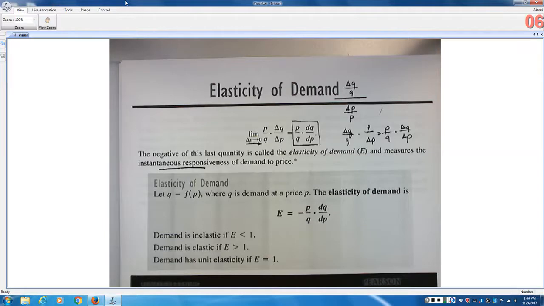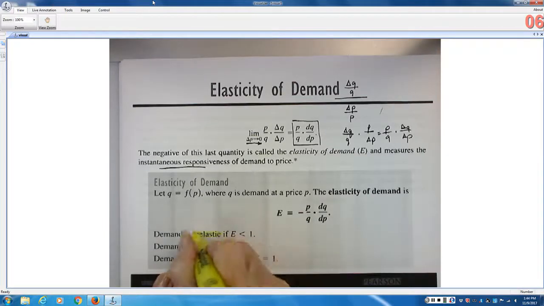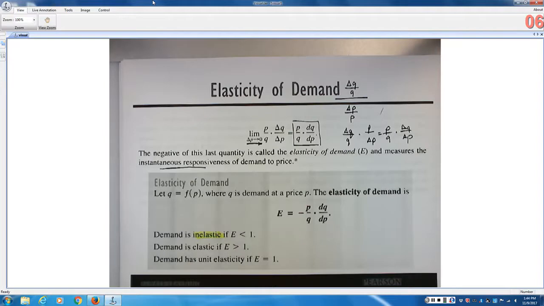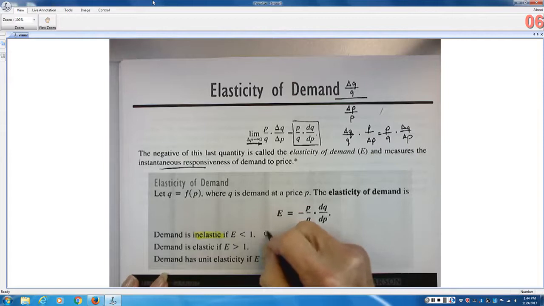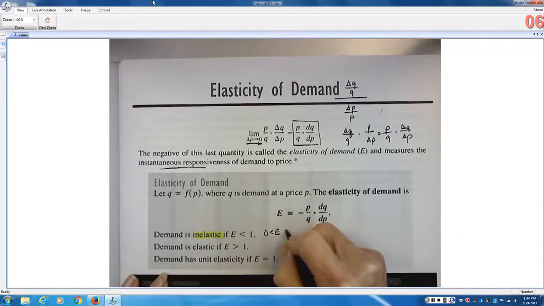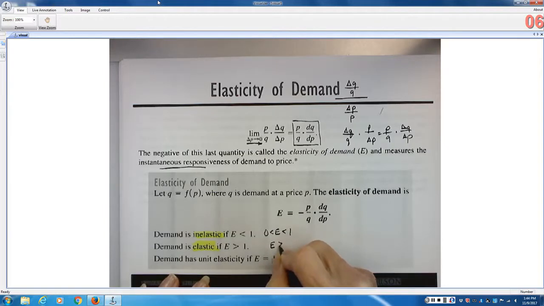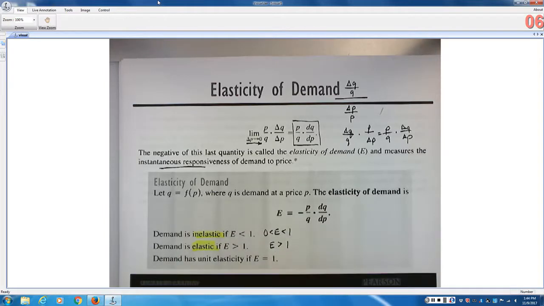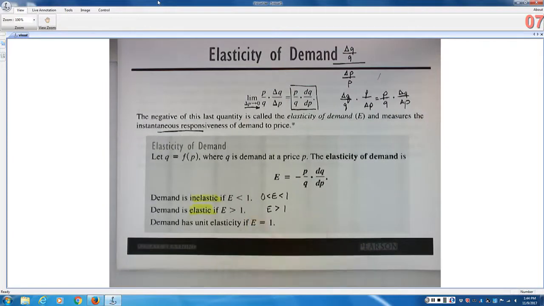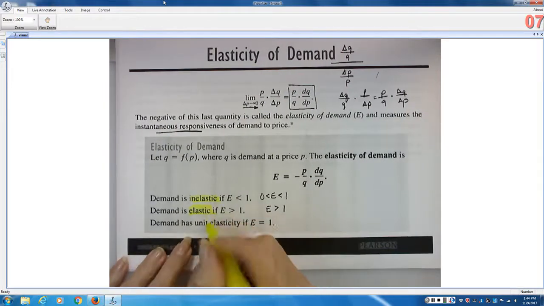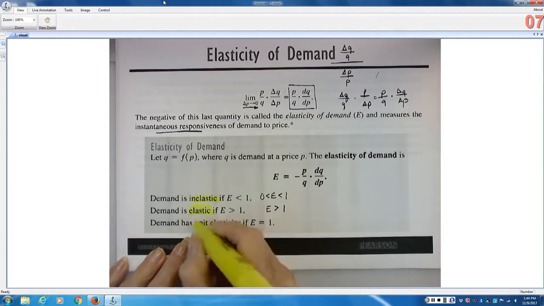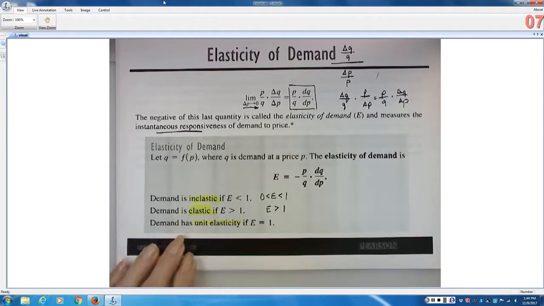Demand is inelastic if E is less than 1. So it's inelastic if E is between 0 and 1. It is elastic if E is greater than 1. And it has unit elasticity, which we'll talk about what all of these mean, if E is equal to 1.